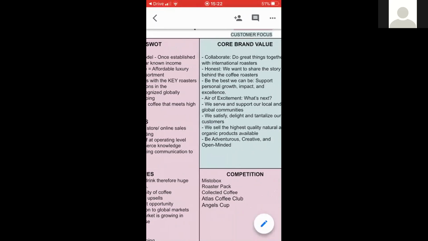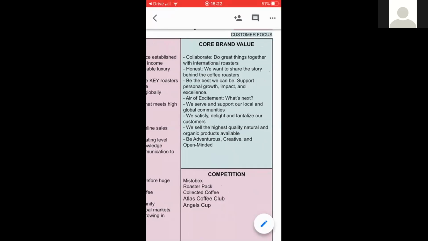The next one is core brand value. So in this case, for this client, it was about being honest. It's about being the best we can. It's about an air of excitement. It's about satisfaction. It's about being adventurous, creative, and open-minded. So what are your core brand values?